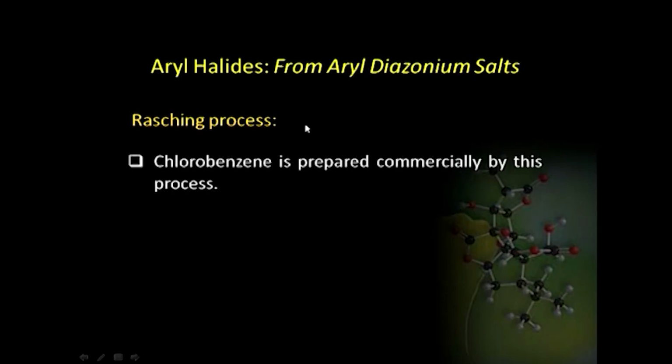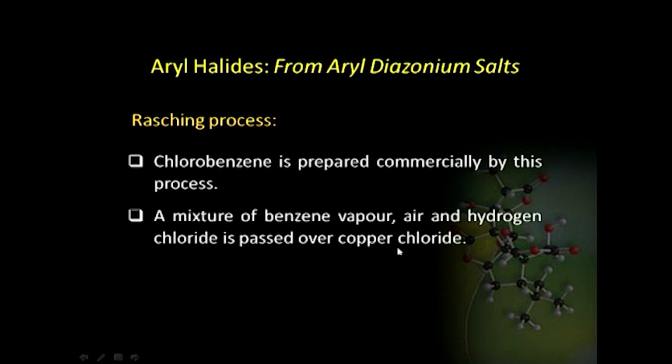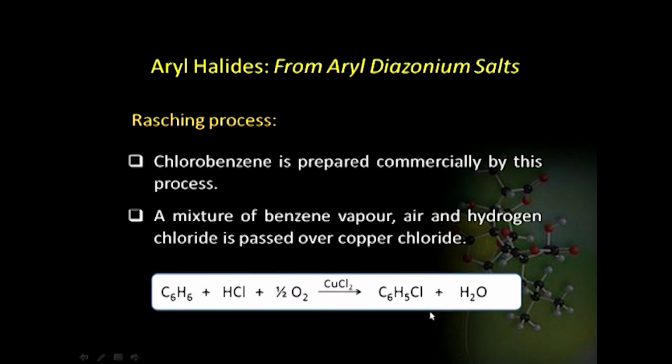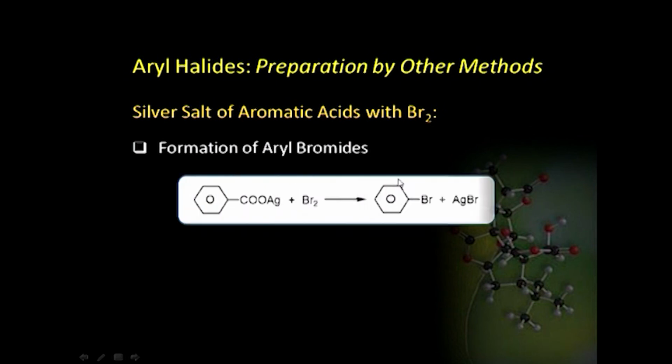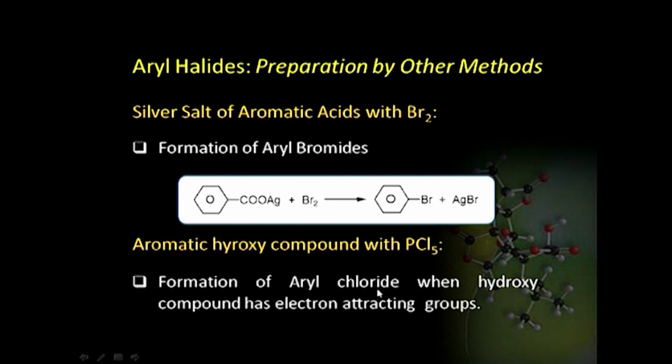There is another process called the Raschig process, where chlorobenzene is prepared commercially. A mixture of benzene vapor, air and hydrogen chloride is passed over copper chloride to produce chlorobenzene. The silver salt of aromatic acids reacts with bromine to give aryl bromides. So, this is basically silver benzoate which reacts with bromine to give bromobenzene. Aromatic hydroxy compounds react with PCl5 and form aryl chlorides when the hydroxy compound has electron attracting groups.